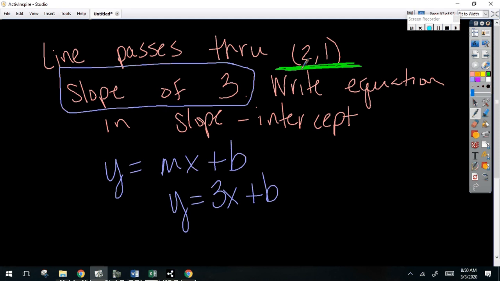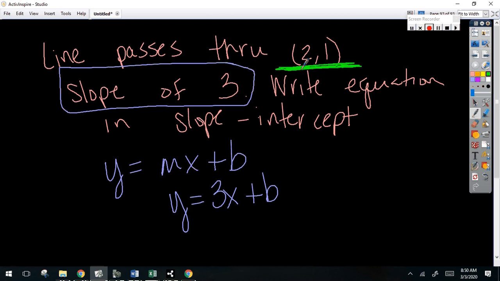2 equals 1 plus 1. 2 equals 2. That makes it true, right? Does that work for every single point on the line? Yes. I hear yes and I hear no. Try another one. Go up 1 over 1, and I'd be at the point 2, 3. Does 2, 3 work?